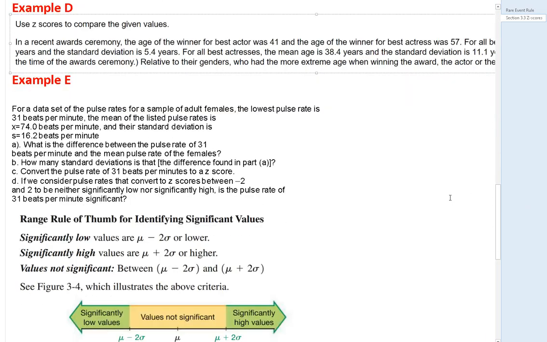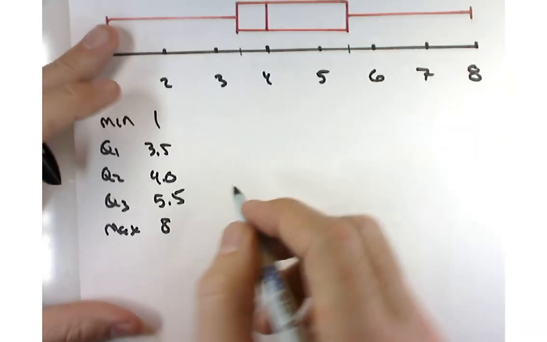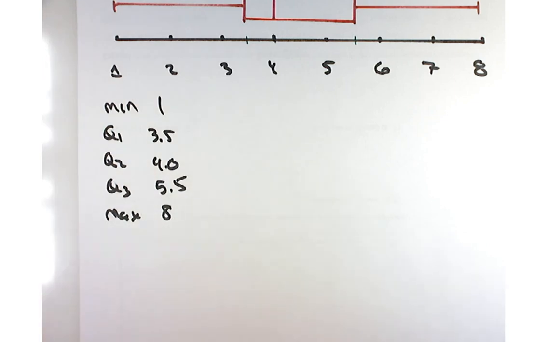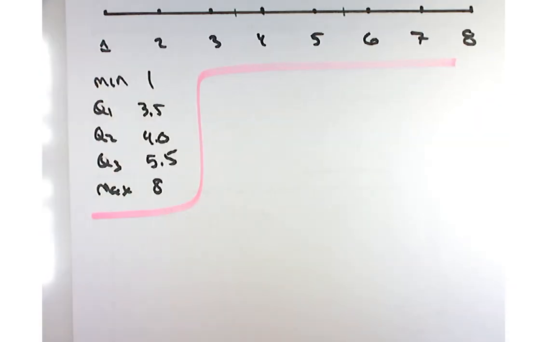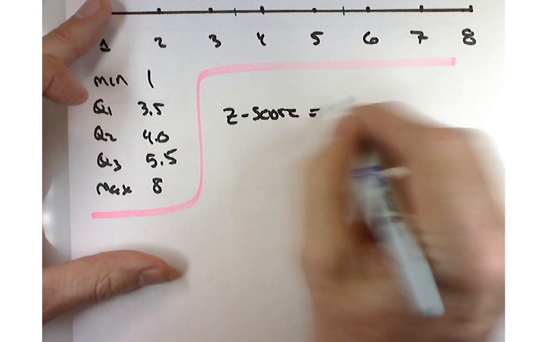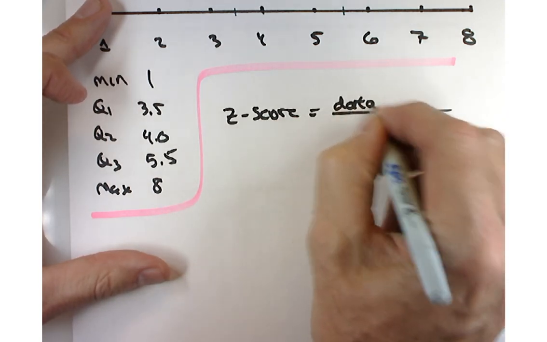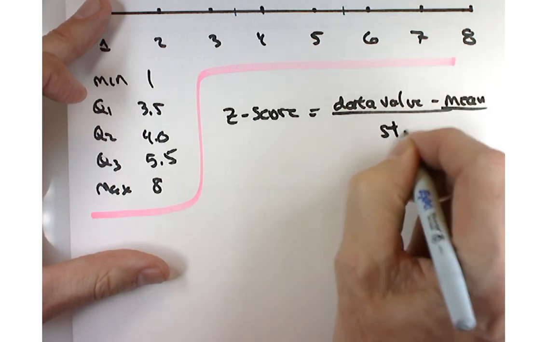Let's move down to example D. And we're going to do something else to our little list here. It's something called a Z-score. So let me talk about Z-scores. These are another way to gauge your position within a data set. So a Z-score is your data value minus the mean divided by the standard deviation.